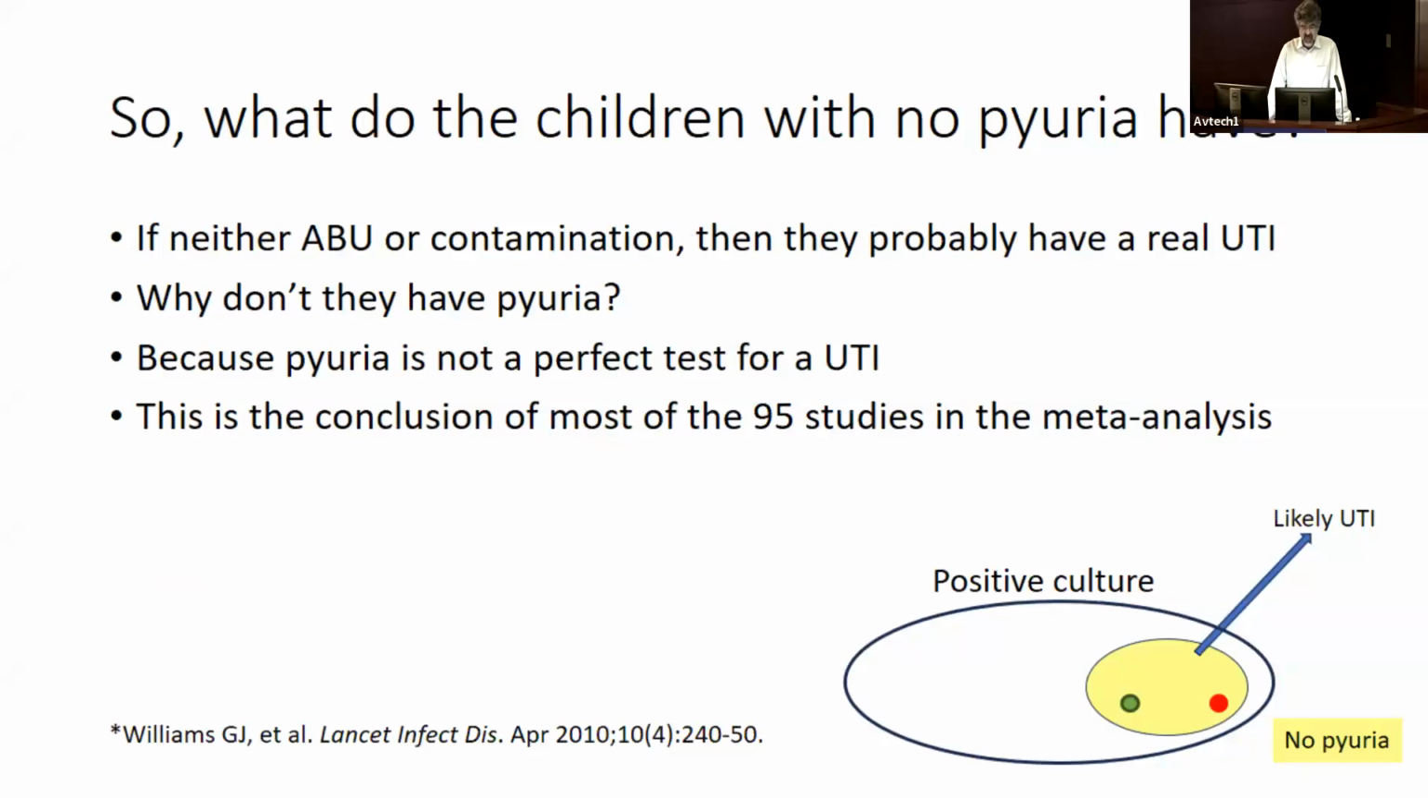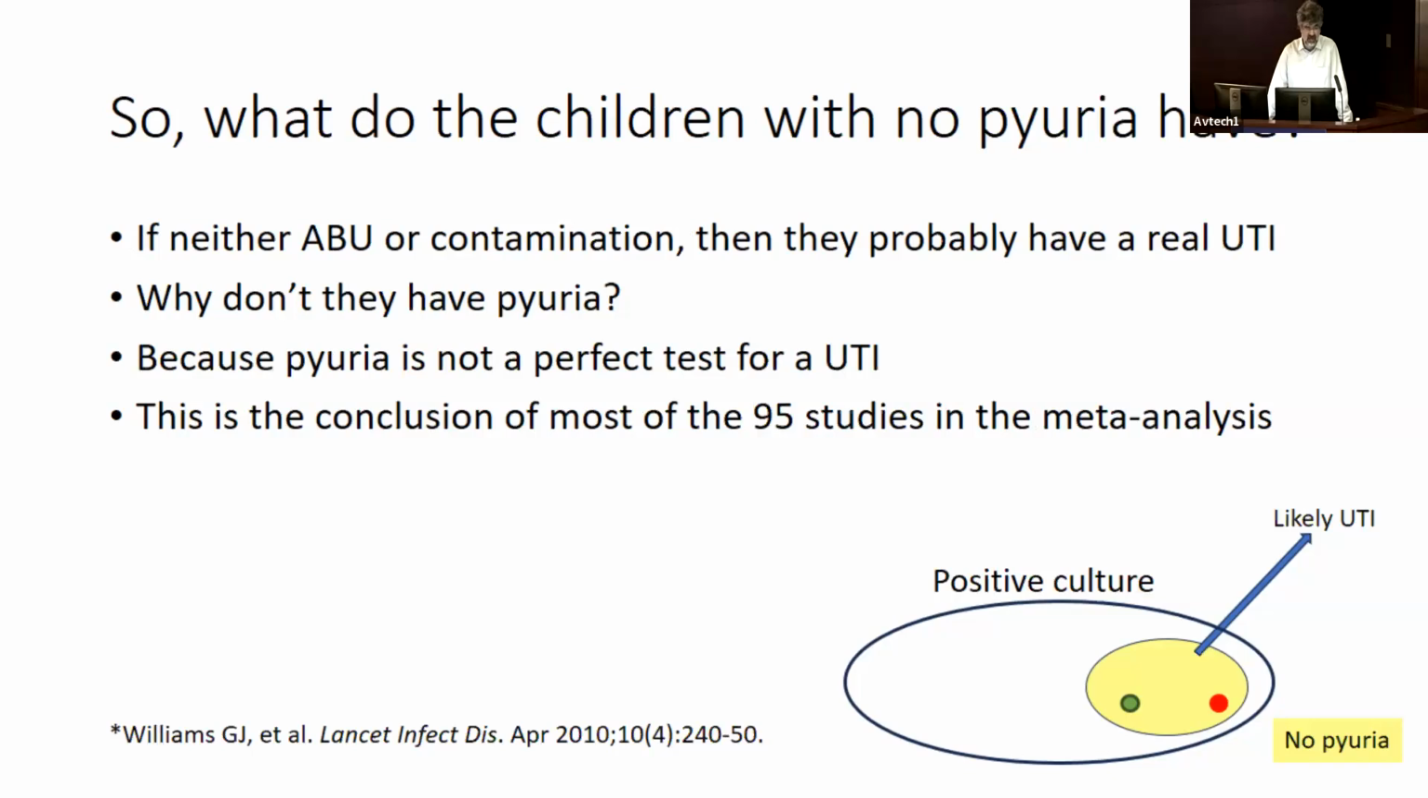So they likely have a UTI because that's the only thing they can have. There are only three things that cause a positive culture, as far as I know: ABU, contamination, and true UTI. So if ABU and contamination are not that common in catheterized children with symptoms, then they probably have a UTI. So you might ask, why did they have a UTI and no pyuria?